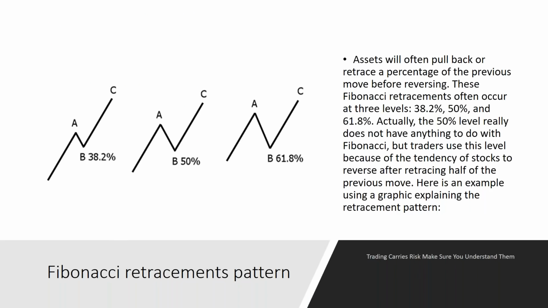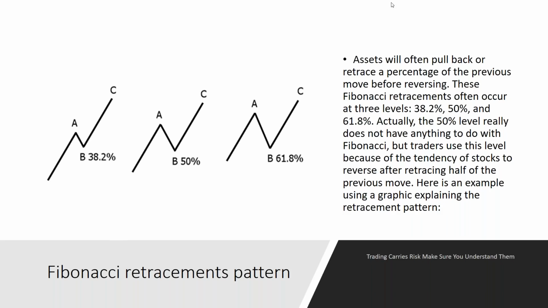Now, when we apply them to the financial markets, we can see that an asset will often pull back or retrace a percentage of its previous move before reversing. These Fibonacci retracements often occur at three levels: 38.2, 50, and 61.8. Actually, like I said earlier, the 50 level really does not have anything to do with Fibonacci, but traders use this level because of the tendency of an asset to reverse after retracing 50% of its previous move.